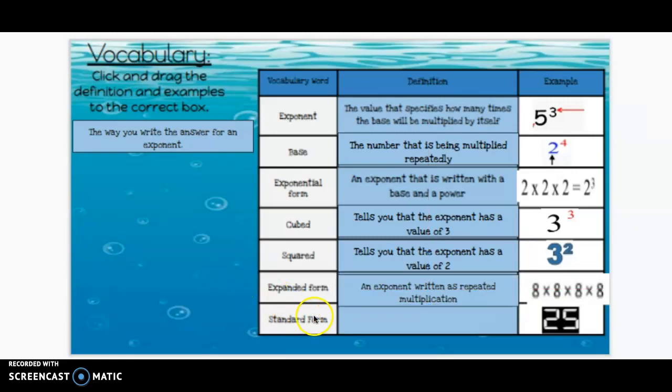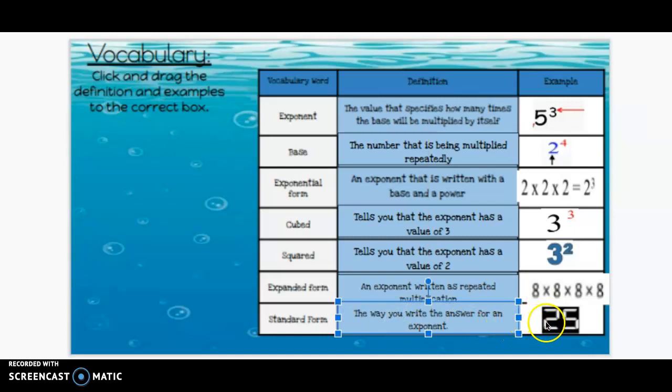And then you have standard form. Standard form is just the fancy way of saying the answer to your exponent. So that would be 25 is an answer to an exponent. So we would drag our answer to an exponent. Now I want you to think about what would be our exponential form if our answer is 25. I want you to think about that, and we're going to come back to that.